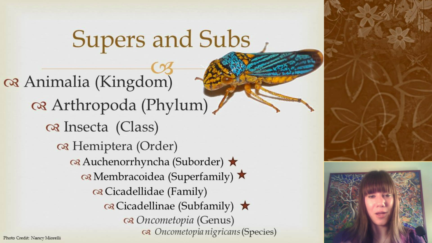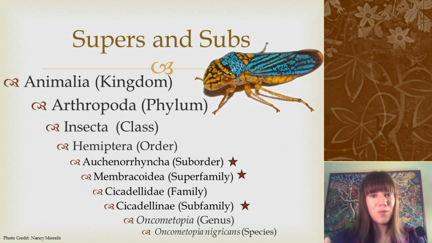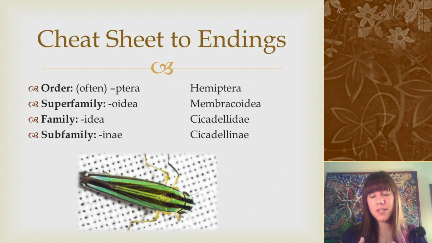But this would be the classification introducing suborders, superfamilies, and subfamilies. In some cases, there are also superorders that we talk about, but it's not as common. Here's a quick cheat sheet to your endings in the taxonomic grouping, so you know generally what kind of grouping you're talking about if you see a name or you hear a name.